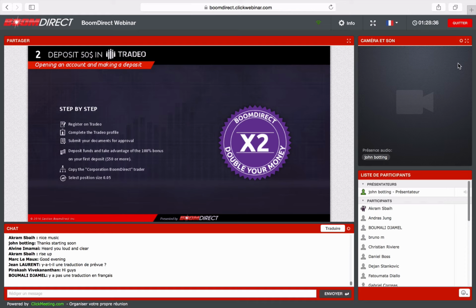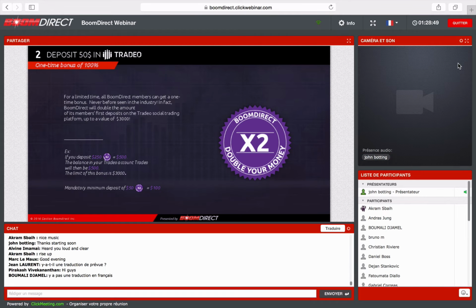Okay, and then what you then do is open your account in Trado and make your deposits. As I've already said, it will be doubled up to a maximum of $3,000. Minimum amount is $50.